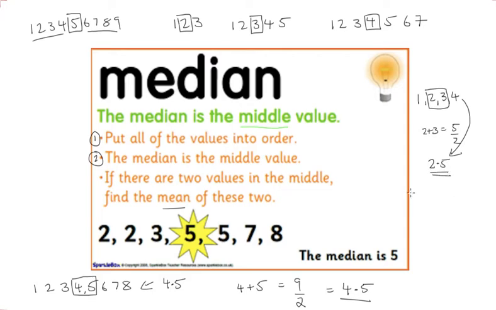I'll do another one. 1, 2, 3, 4, 5, 6. So again, there's no middle value. There's two middle values, 3 and 4. And then I add those two middle values together. That'll give me 7. And then I divide that by 2. 7 divided by 2 is 3.5. So the median of this array of numbers is 3.5.